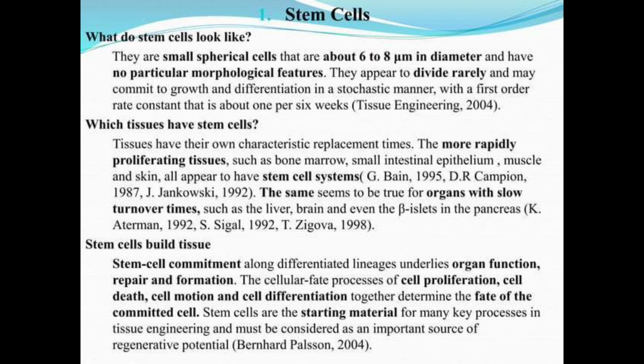The stem cells that build tissues are committed to differentiate to undergo different organ functions, repair and formation. So normally in the organ development process and repair mechanism, we make use of the stem cells for this purpose. The cellular fate process involves cell proliferation, cell death, cell movement and cell differentiation together to form the fate of the committed cells.